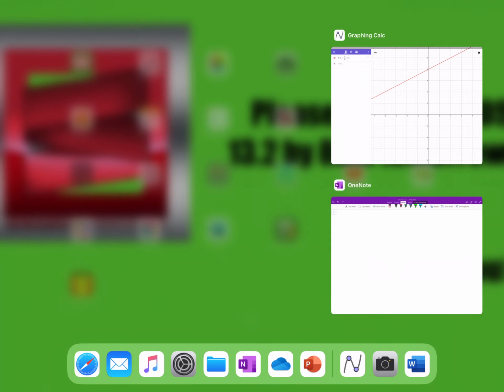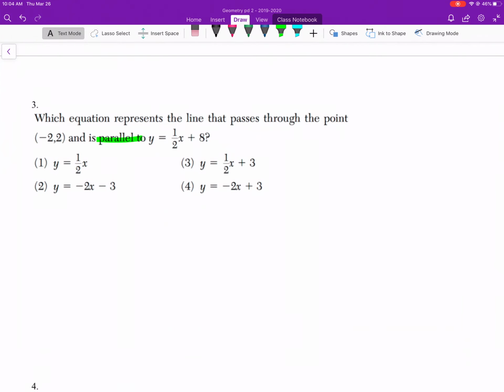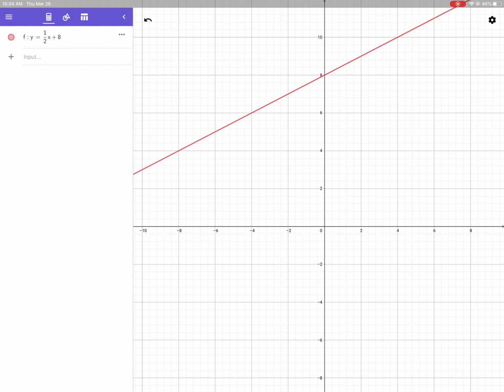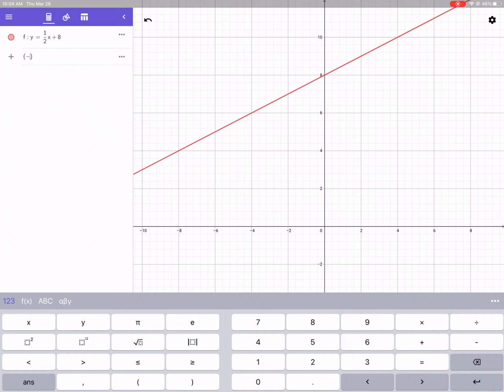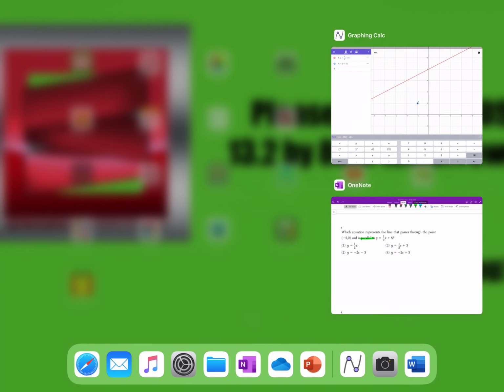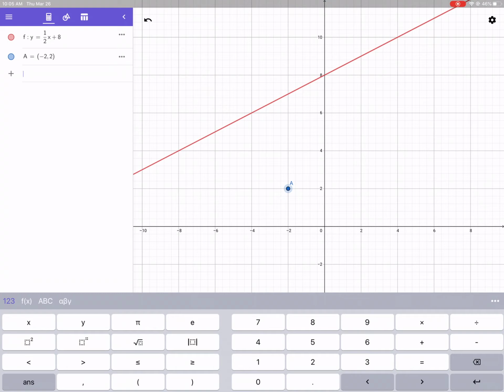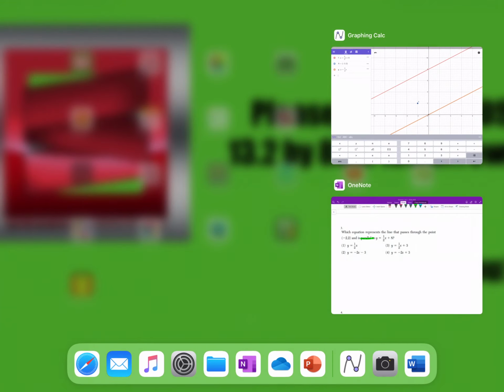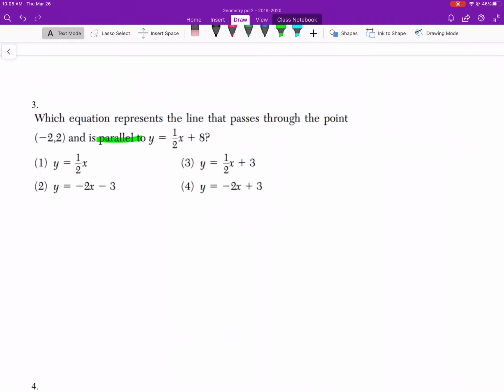Okay, and our point, negative 2, 2. Choice 1, y equals 1/2 x. Parallel, doesn't pass through the point we need. Alright, so I'm going to go right to choice 3 here, because I see it has the same slope. Alright, right? Parallel line, same slope, so 1/2 is our slope.